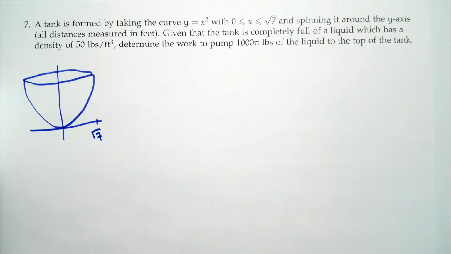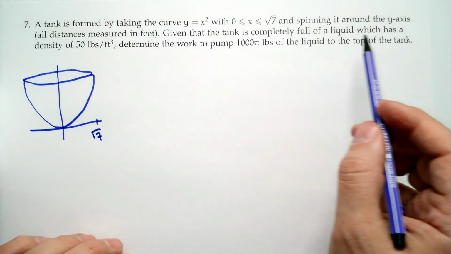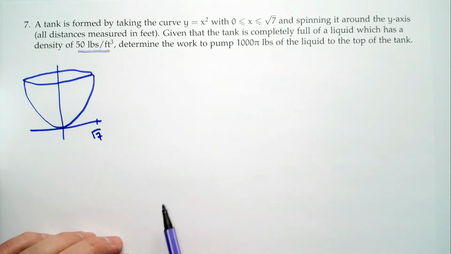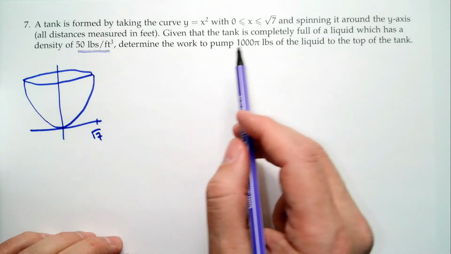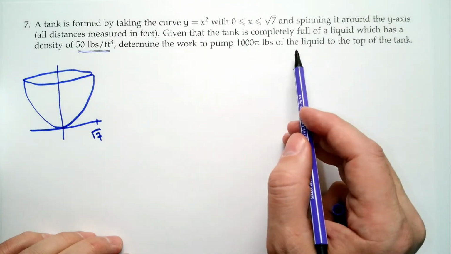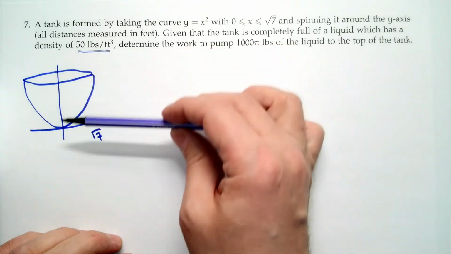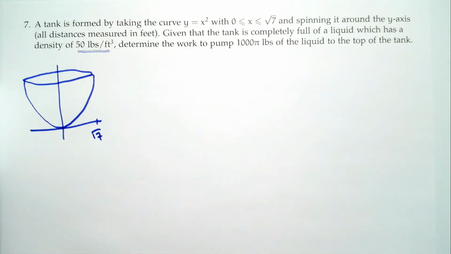Now, the tank is completely full of a liquid which has a density of 50 pounds per cubic foot. Determine the work to pump 1,000 pi pounds of the liquid to the top of the tank. So in other words, the top of the tank is the rim. Okay, so this is a pumping problem. All right, well that's not so bad.